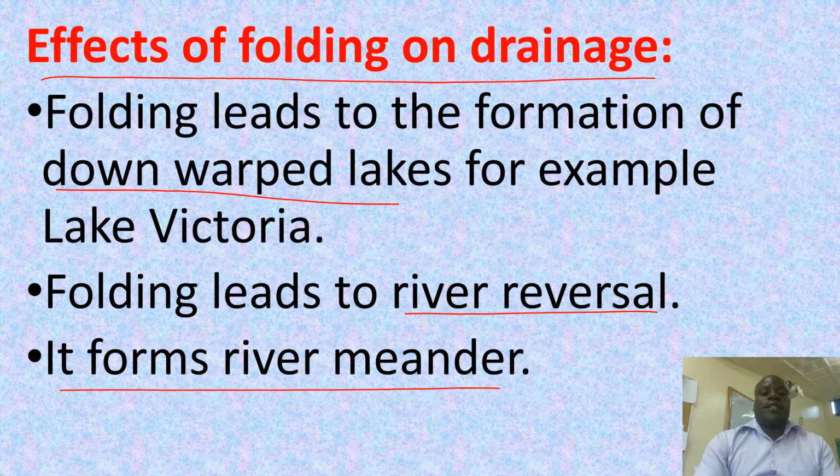Next, folding forms river meanders. This is where the river begins to bend, forming sharp curves or sharp corners, dodging crests, following troughs, or dodging highlands and following lowlands.